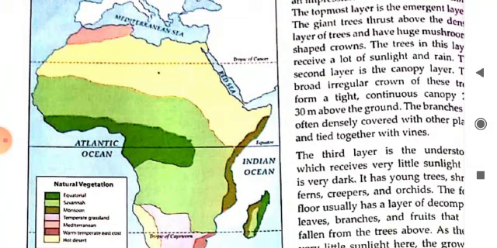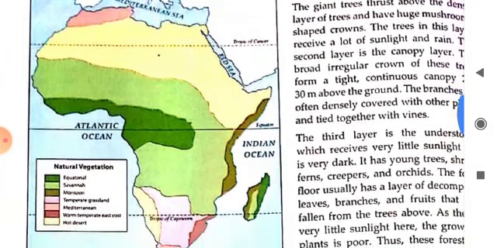First point, equatorial type. Look at the deep green shade area. This type of climate is found in the lowlands on either side of the equator in the Congo Basin, the coastal region around the Gulf of Guinea and coastal Kenya. Annual temperature is 27 degrees Celsius. Rainfall is more than 200 centimeters.